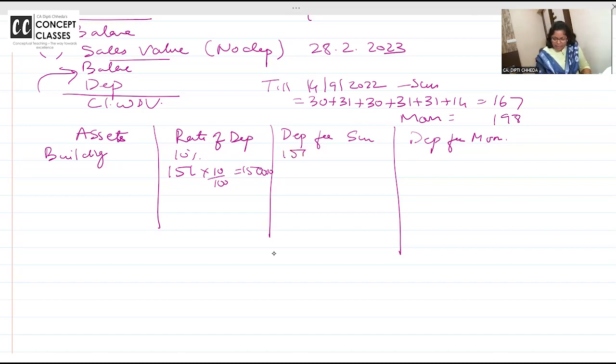Okay? So 1,50,000 into 167 by 365. How much are you getting? Only one asset will be asked in the MCQ. I am doing it as a problem for practice. How much will be the depreciation for Sun? 68,630. And for Moon. Correct? Okay, now you calculate the remaining two.